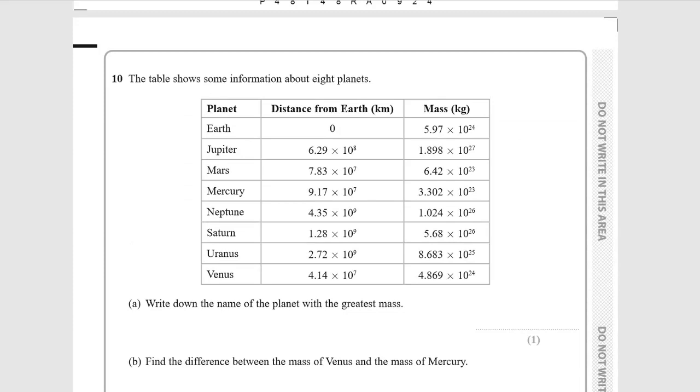Okay, question 10. Write down the name of the planet with the greatest mass. So it's the greatest mass here. Well, we can tell that this has the most zeros. It's got 10 to the 27. So Jupiter.